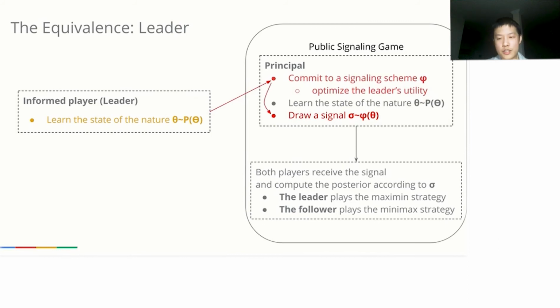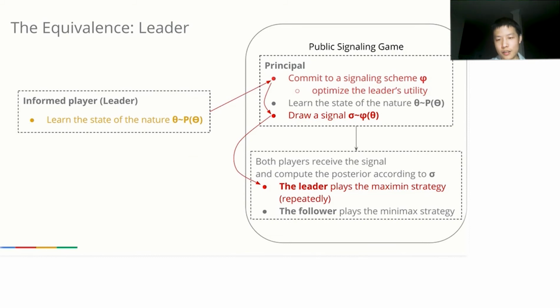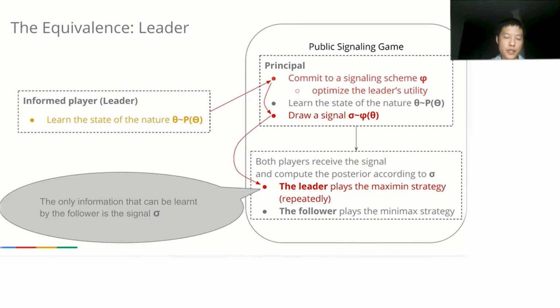And then to draw a signal from the signaling scheme. And then with that signal, the leader will play the optimal strategy according to that signal repeatedly. So in this way, we can see that the only information that can be learned by the follower is the signal, because the leader repeatedly plays the same strategy again and again. And this strategy is induced by the signal.